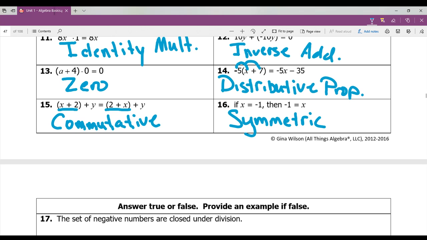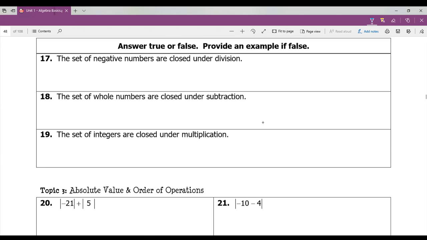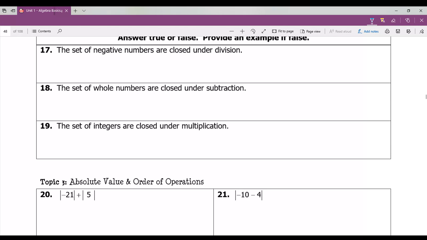Basically, you have an equation, you can turn the equation around and it's still the same thing. Alright, scroll up. Let's talk about closure. If an operation is closed, that means whatever you do to that set, you stay inside that set. Okay? So let's think about this. The set of negative numbers are closed under division.